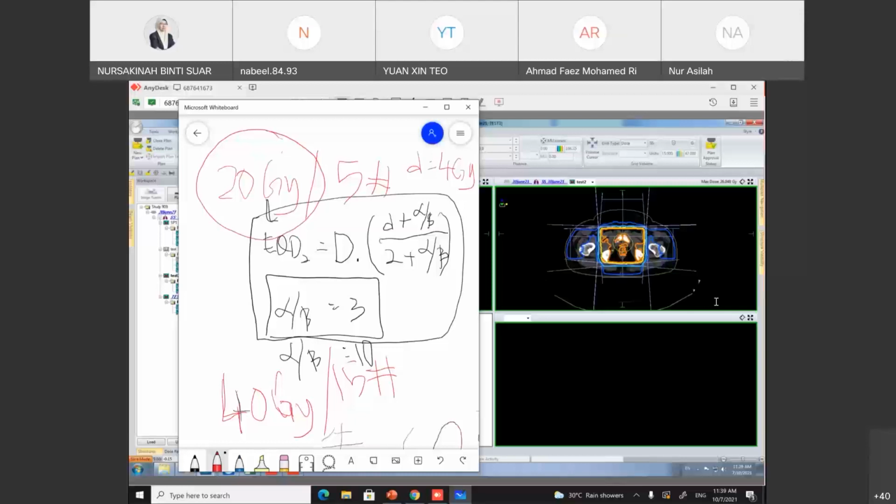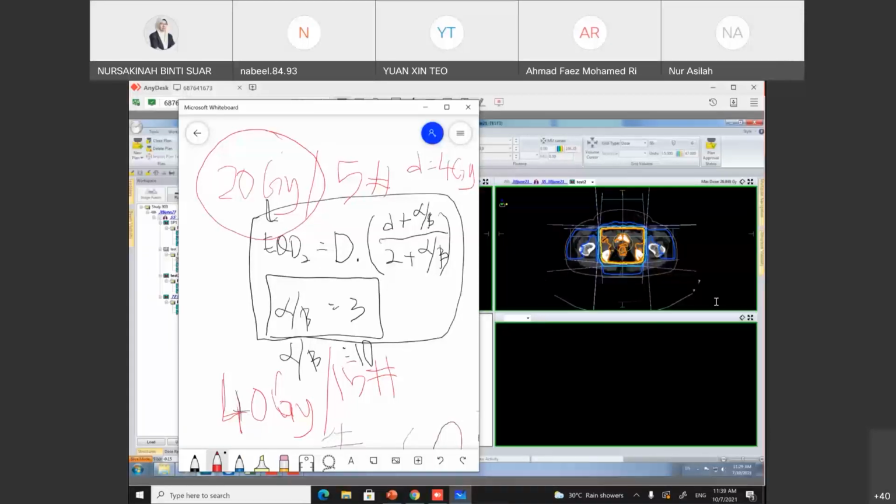Okay, the answer is correct, 45 and 42. So for the prescription of 40 gray, you may need to pay attention to your OAR DVH. When the spinal cord is more than 40 gray, it means you have to reduce your spinal cord dose by changing your plan or changing the weighting contributions.